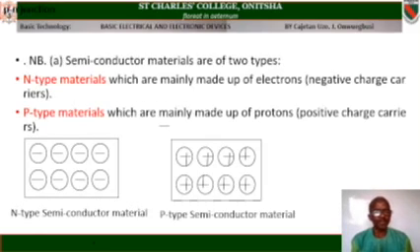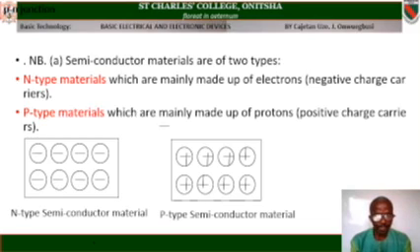Then semiconductor materials are of two types. We have the N-type materials, which are mainly made up of electrons. That is, electrons are negative charges. They are negative charge carriers. Then we have P-type materials, which are mainly made up of protons, that is the positive charge carriers.